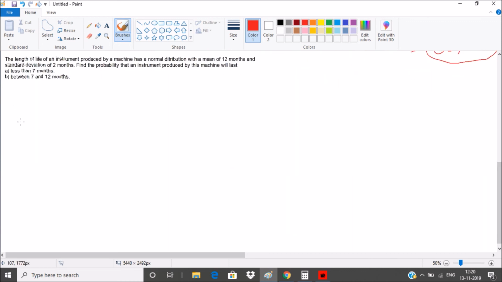Now let's solve the final sum that is there in our list of sums. So the length of an instrument produced by a machine has a normal distribution with a mean of 12 months. So we'll write that mean is 12 months. And the standard deviation is 2 months. Find the probability that the instrument produced by this machine will last less than 7 months. So we are asking for a probability that x is less than 7 months and a probability that x is between 7 and 12 months, right?